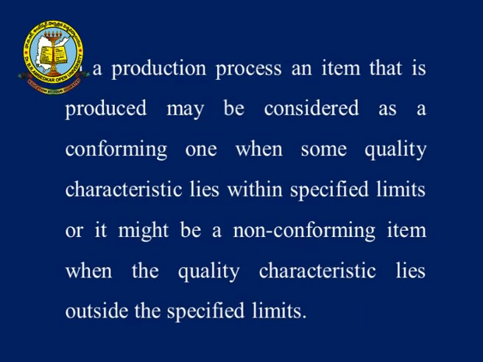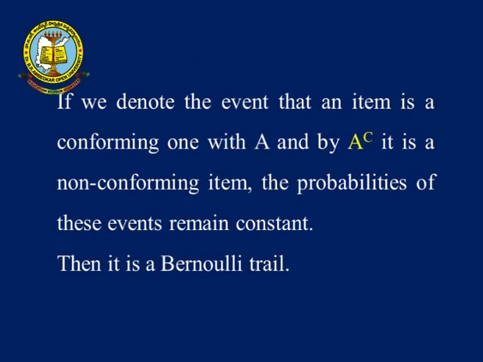In a production process, an item that is produced may be considered a conforming one when some quality characteristic lies within specified limits, or it might be a non-conforming item when the quality characteristic lies outside the specified limits. If we denote the event that an item is conforming by A, and by A complement the non-conforming item, and the probability of these events remains constant, then it is a Bernoulli trial.